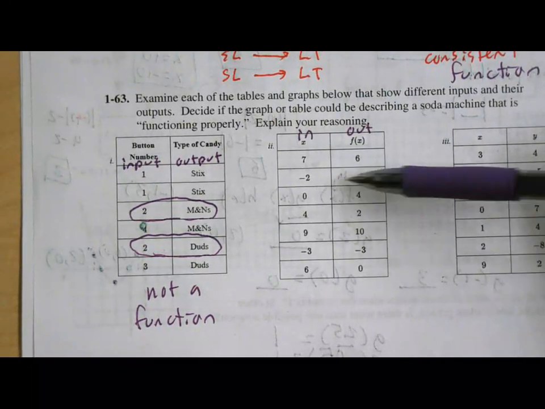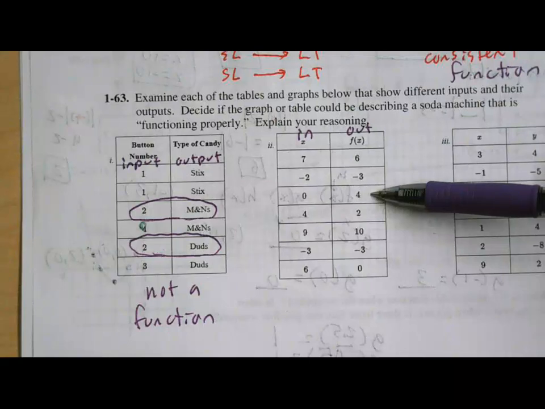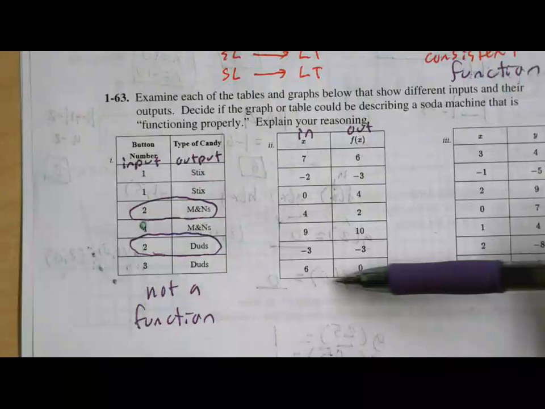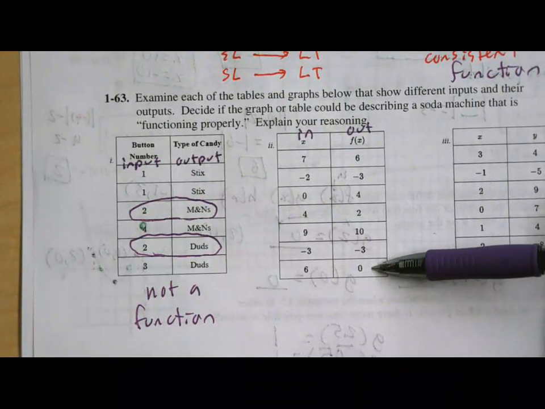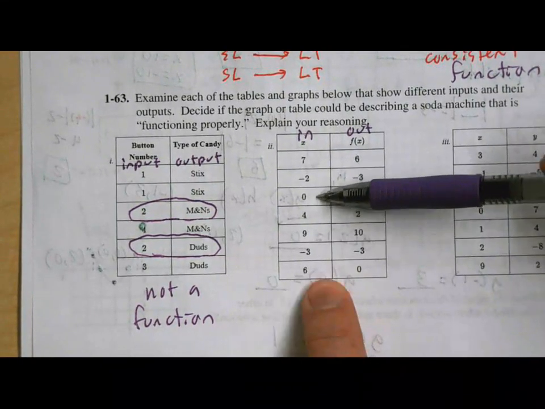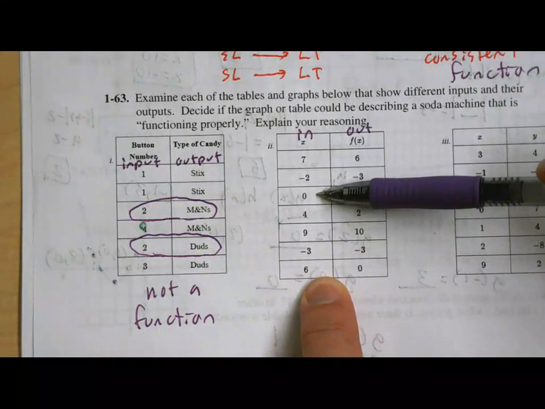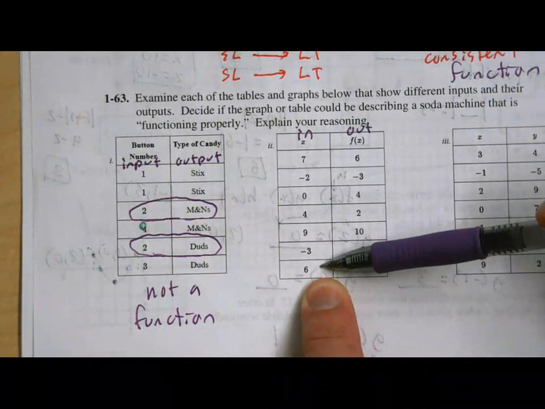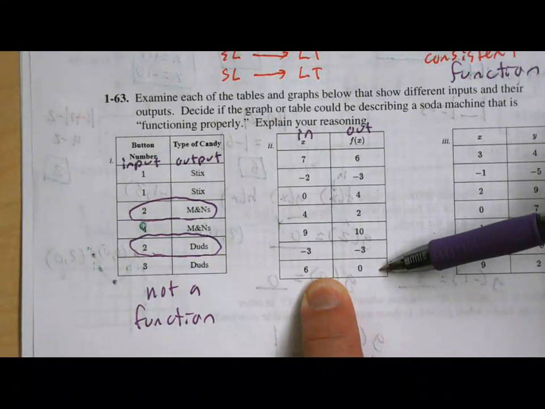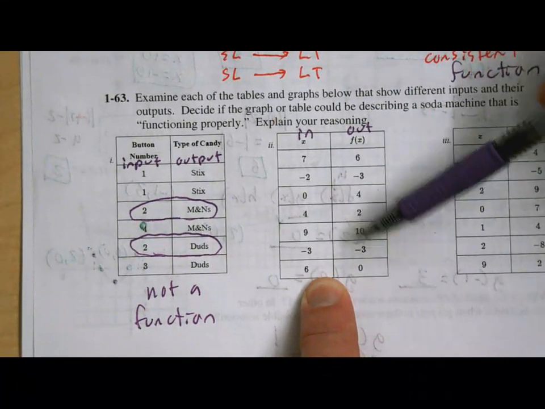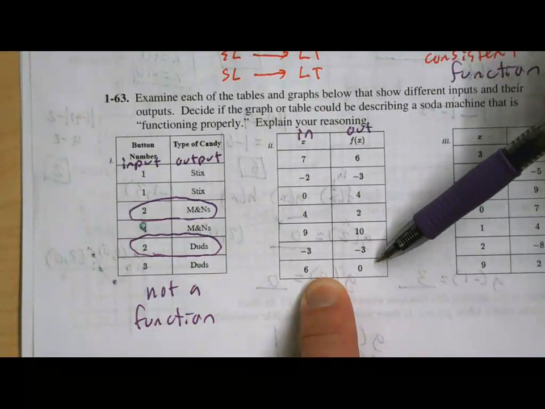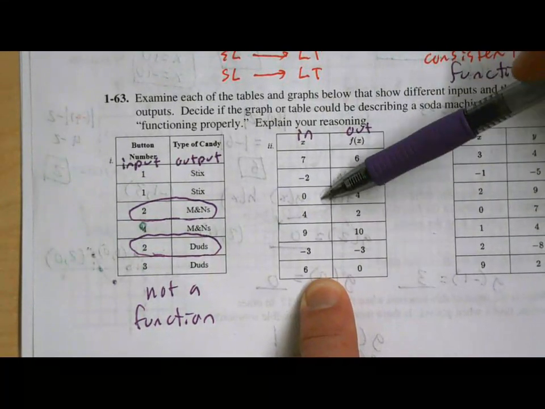Okay, so you're looking at 0 and 4, and the 6 and the 0. Okay, so we've got the 0 is an input, has an output of 4, and the 6 is an input, it has an output of 0. So is it the zeros that's repeated that you're seeing?